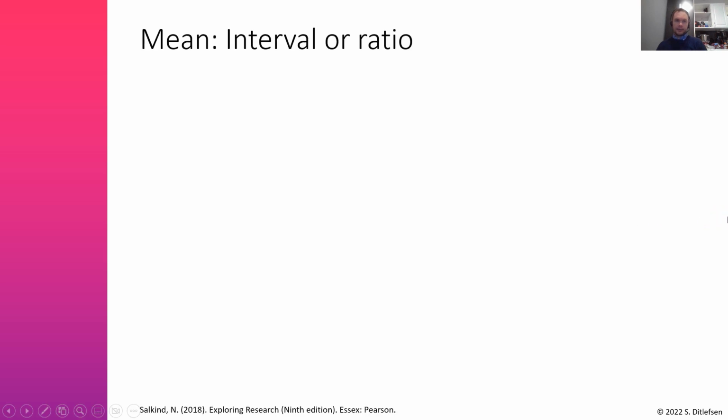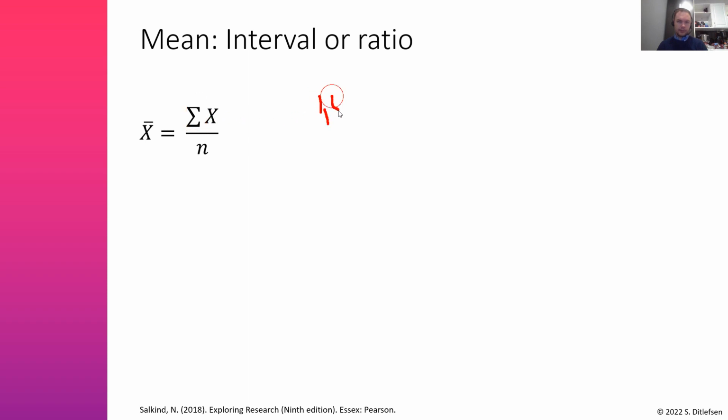Okay, now we are going to do mean. And mean is used for interval or ratio. And the formula looks scary, but it's not. X with a dash over just means mean. This is a sum. This special sign here is just a sum. So you take all of your measurements and sum them together.